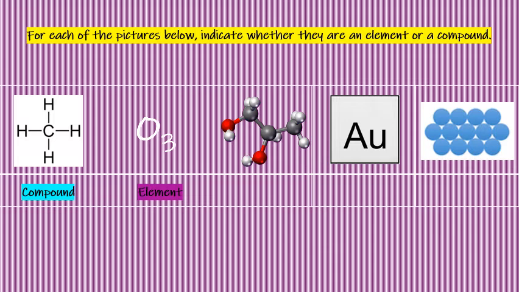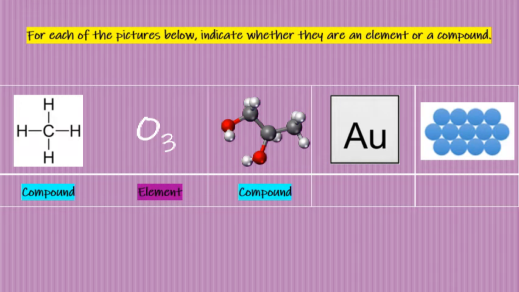What about the third substance? It has silver balls, gray balls, red balls, so 3 different kinds of balls. Do you think this is an element? No, it's a compound with 3 different kinds of atoms. That's right.